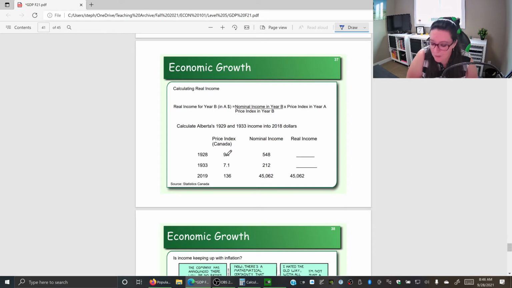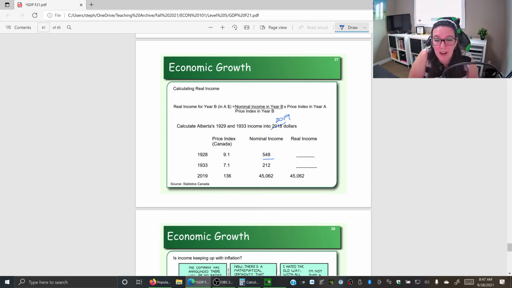So to find real income, here we have a formula. So it's our real income for year B in A dollars is equal to nominal income in year B divided by the price index in year B times the price index in year A. Okay, that formula sounds hard and confusing. How will I remember what to do? Okay, well, let's think about it this way. I want to take this $548 from 1928, and I want to convert it. Oops, this should say 2019 dollars.